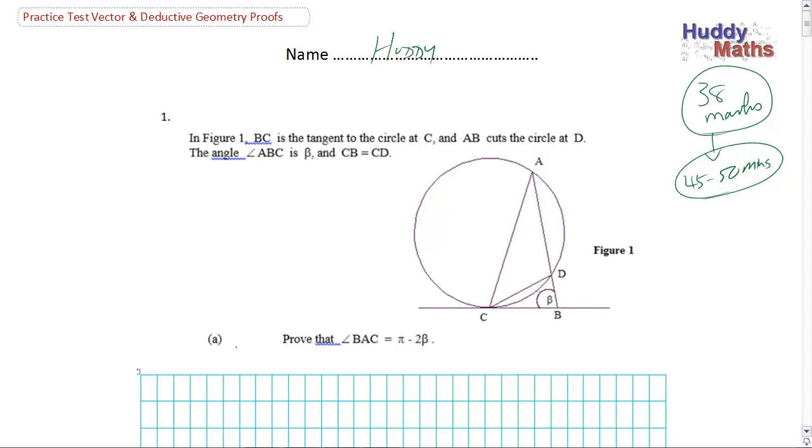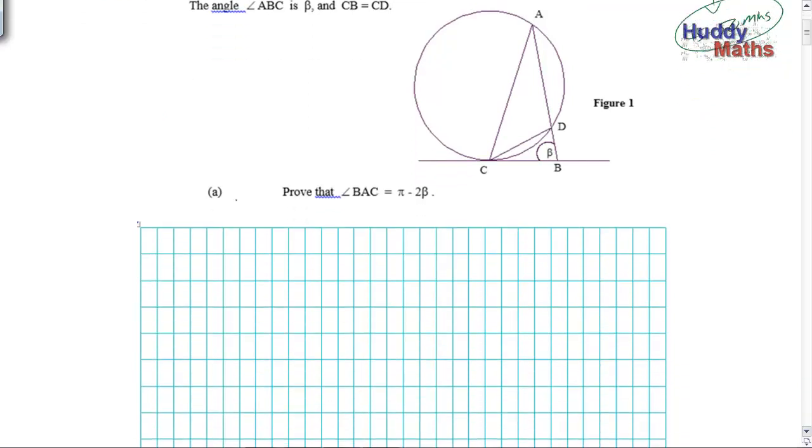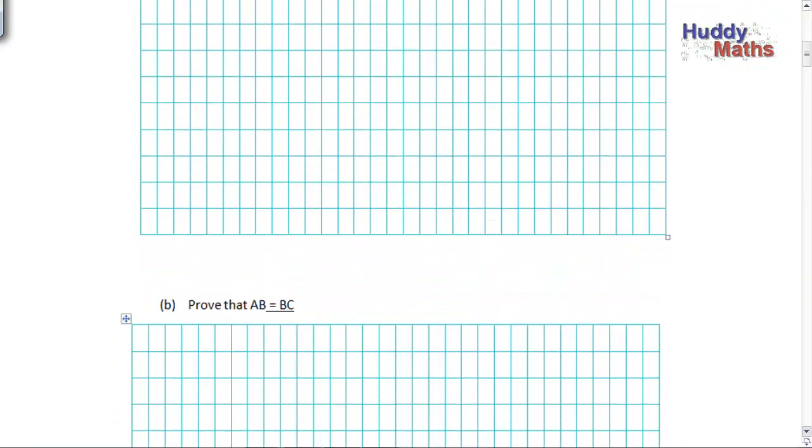Here's the first question, 1 part A. Pause it, have a go. Let's go down to B. You might have to scroll back, prove that AB equals BC. It uses the same diagram. So you might have to go back there. Let's go on.